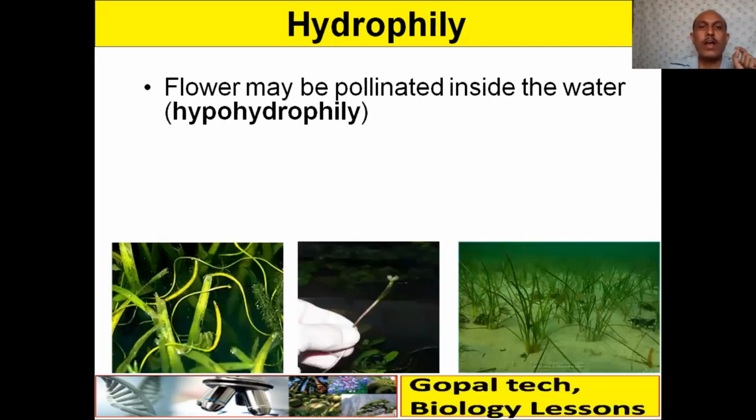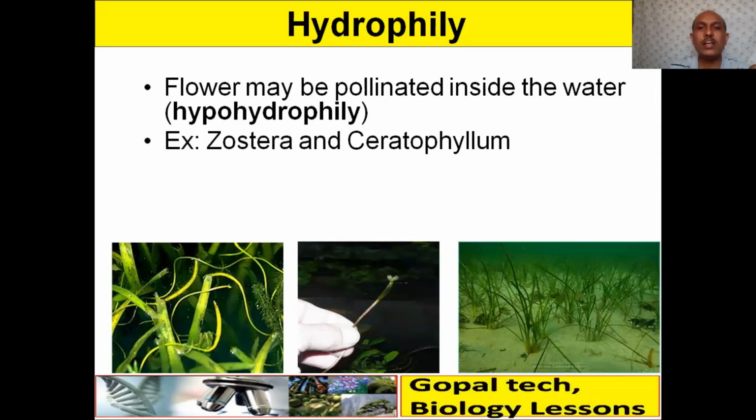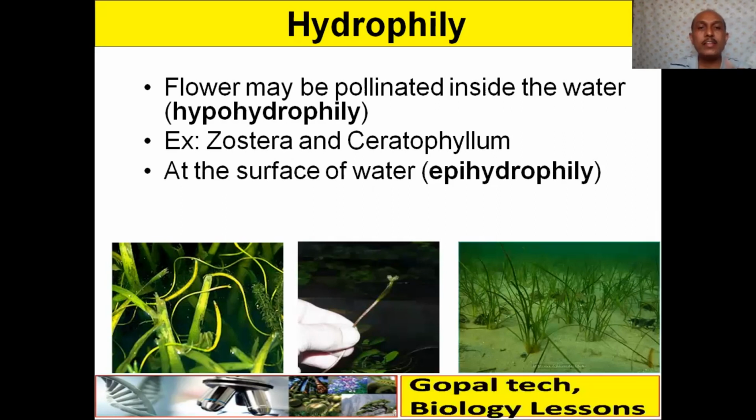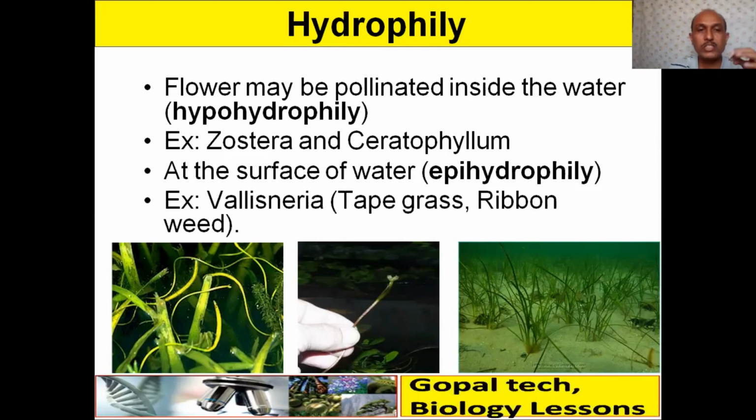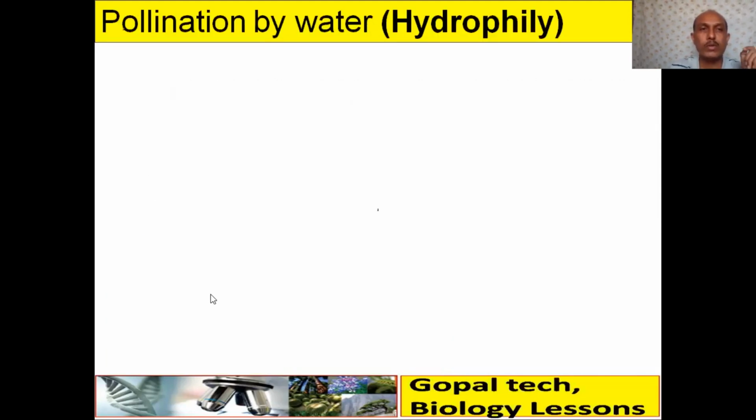Now, flowers may be pollinated inside the water, that is hypohydrophily, below the surface of water. Zostera, Ceratophyllum is the best example. Or at the surface of water, epihydrophily. बेस्ट एग्जाम्पल वेलिस्नेरिया, या टेप ग्रास भी बोलेंगे, या रिबन वीड भी बोलेंगे. सो दिस इज हाउ इट इज शोन ए वेलिस्नेरिया. नाउ विल सी वन बाय वन.